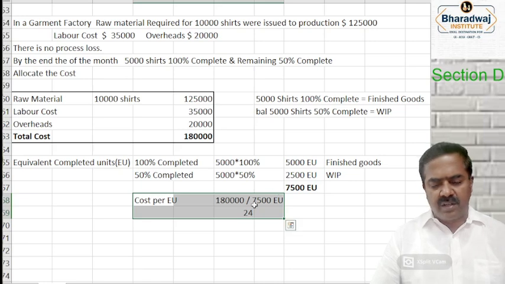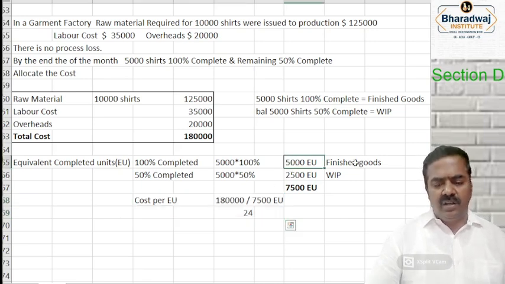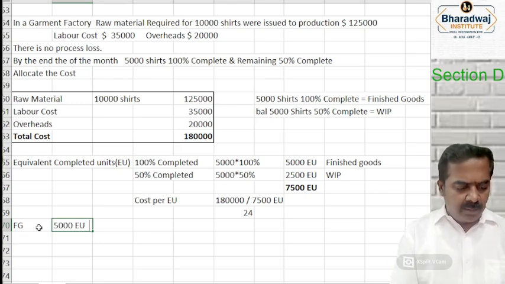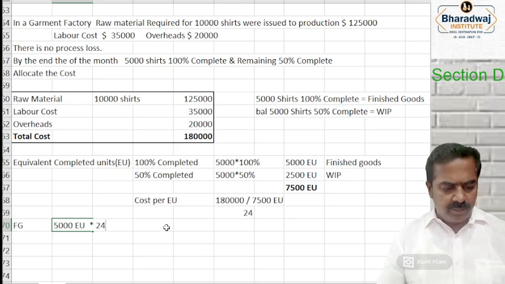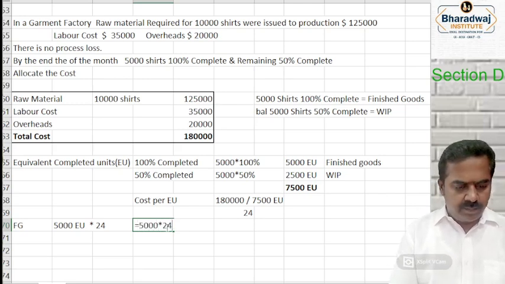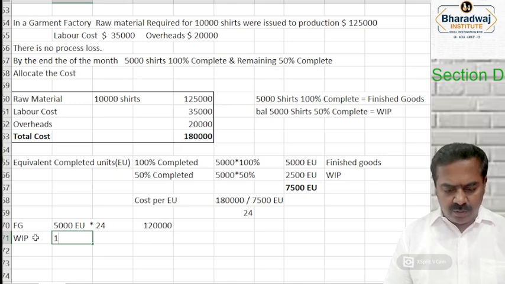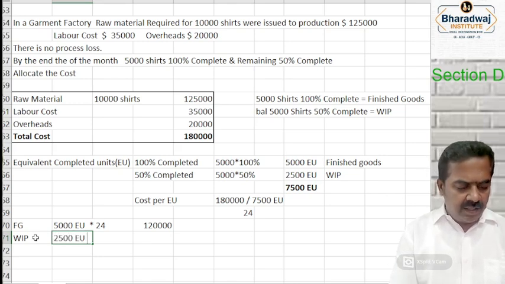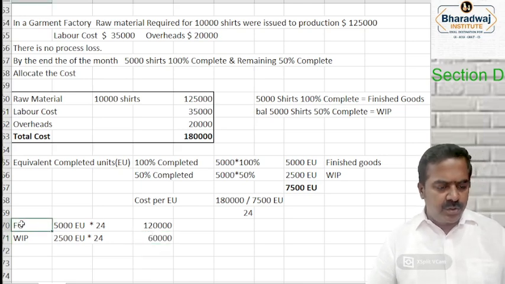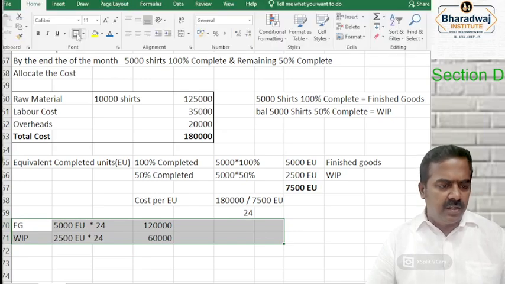Sir, why do we use this and where do we use this? In allocating the cost between finished goods and WIP. For finished goods, 5,000 equivalent units multiplied by 24. And for work in progress, 2,500 equivalent units multiplied by 24. So finished goods and WIP are valued using equivalent units.